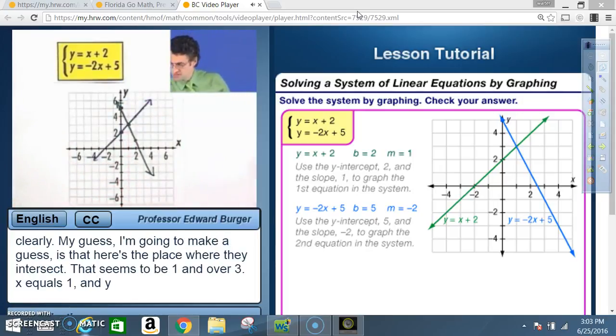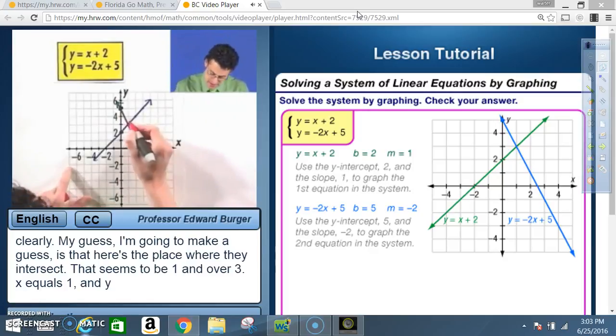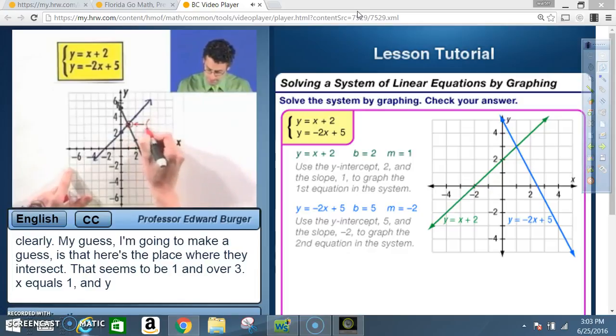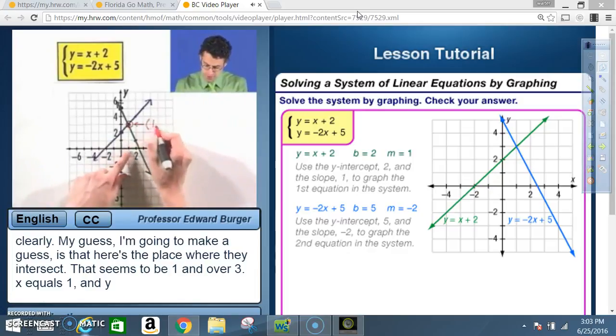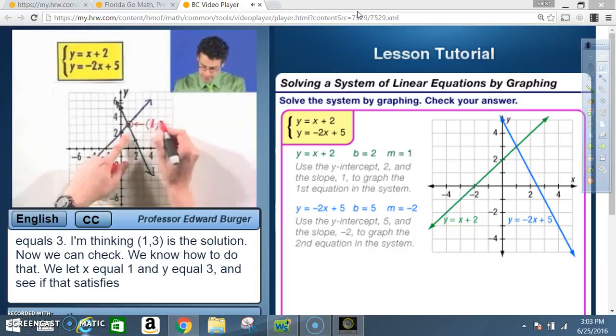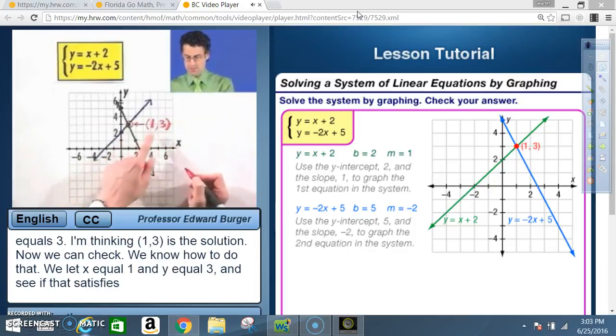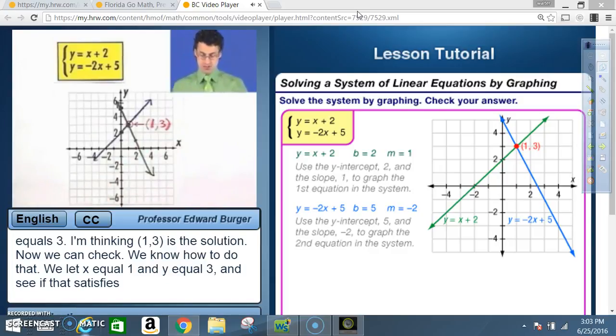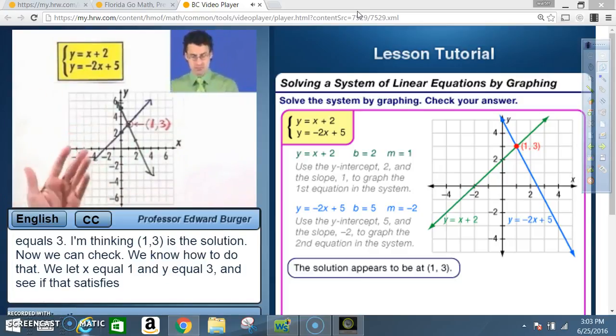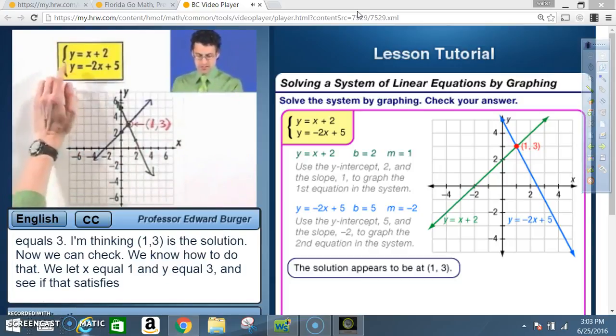My guess is that here's the place where they intersect, which seems to be what? That seems to be 1 over, so x equals 1, and y equals 1, 2, 3. So I'm thinking 1 comma 3 is going to be a solution. Now we can check. We know how to do that. We let x equals 1 and see if y equals 3 satisfies both these equations.